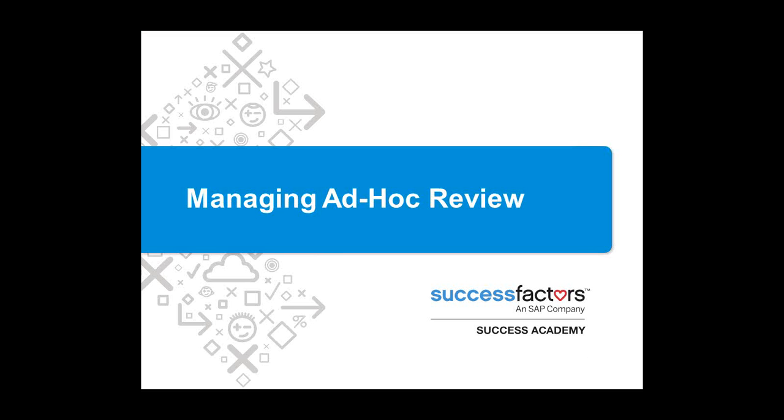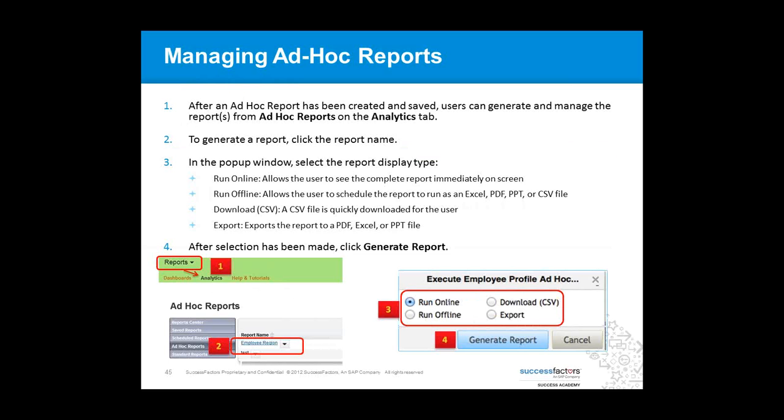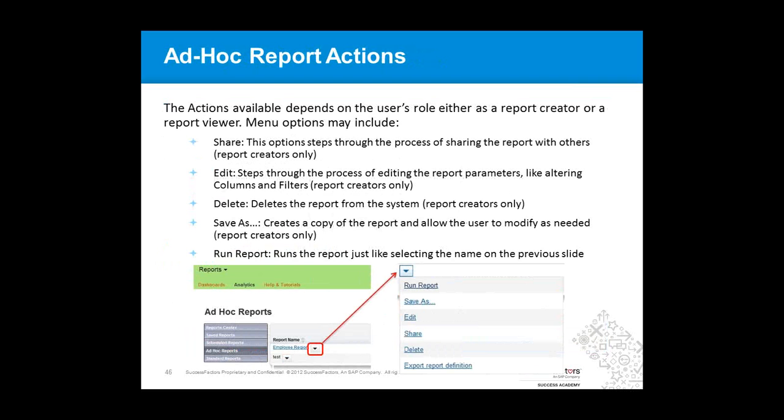Coming to managing ad hoc reports, after the ad hoc report has been created and saved, you can generate it from ad hoc reports on the analytics tab. You can generate it online and view it, download it in CSV format and view it, and also export it to Excel. You can run the report, save the report, edit the report, share the report, delete it, and also export it.